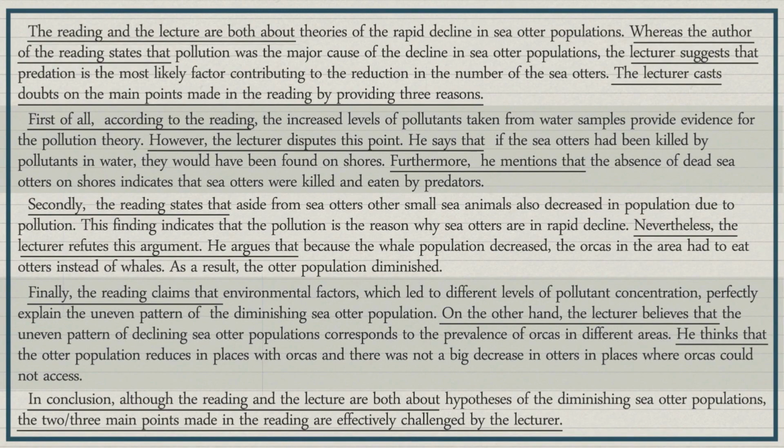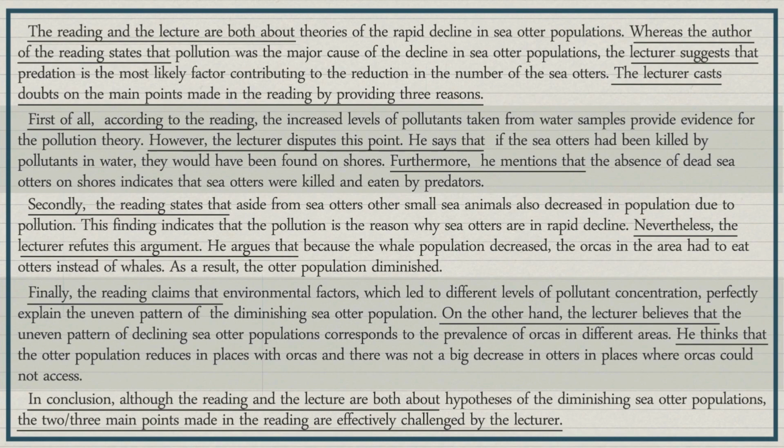The reading and the lecture are both about theories of the rapid decline in sea otter populations. Whereas the author of the reading states that pollution was the major cause of the decline in sea otter populations, the lecturer suggests that predation is the most likely factor contributing to the reduction in the number of sea otters. The lecturer cast doubt on the main points made in the reading by providing 3 reasons.